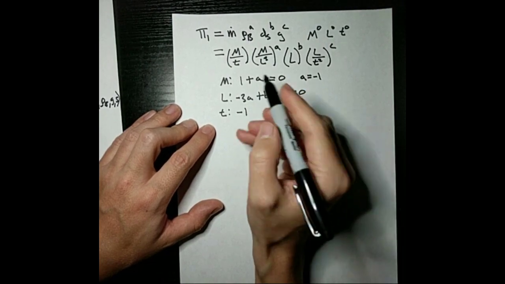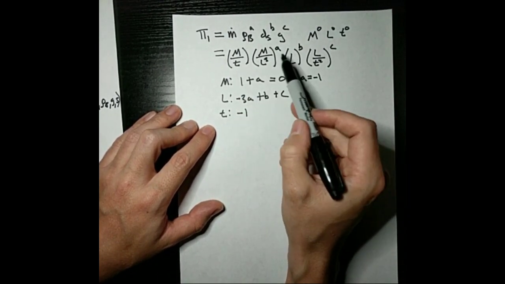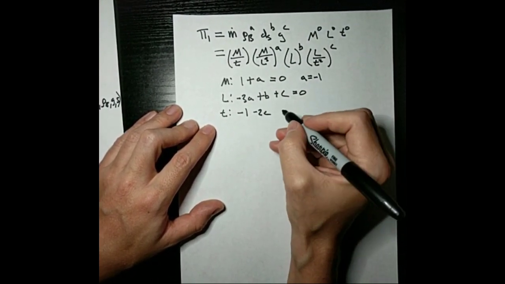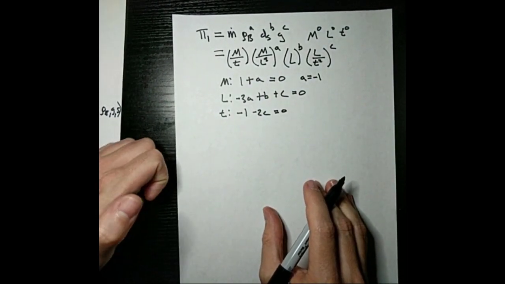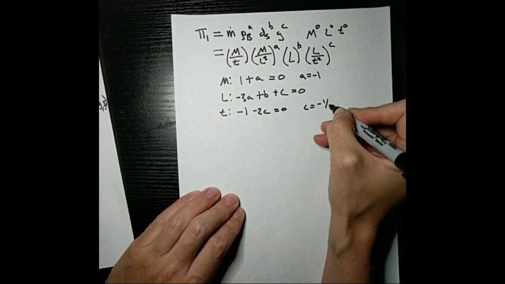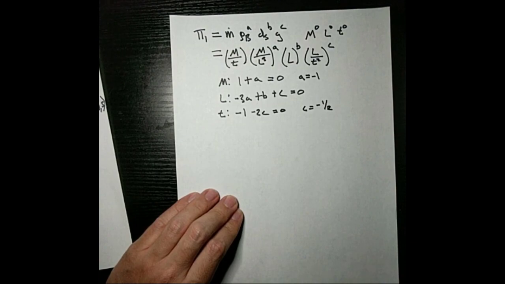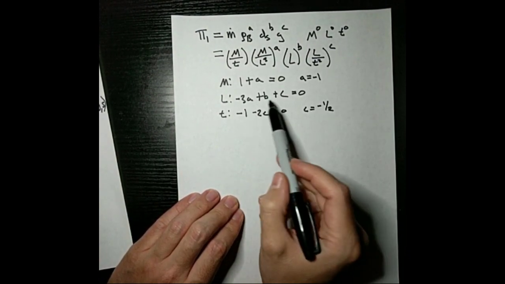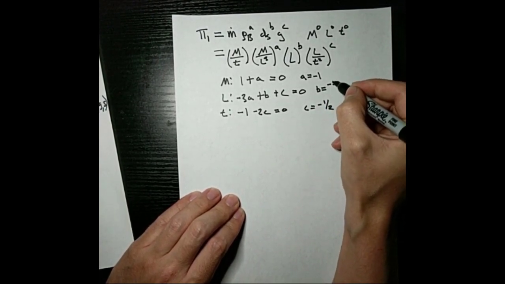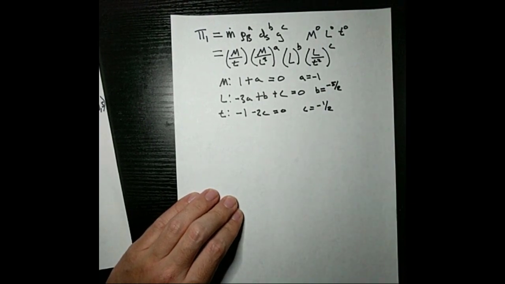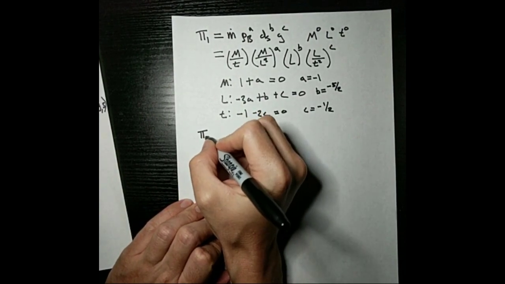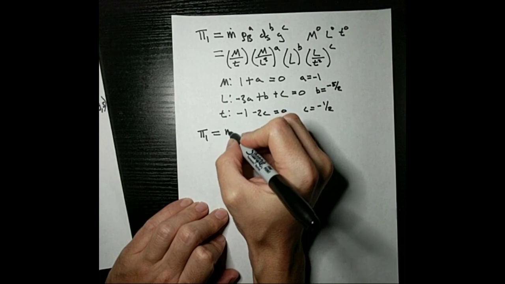So we have -1, and then no time in either the A or B term, and then minus 2C. And we want that to equal 0. So from here, we can see that C is -1/2. Now, if we plug in A and C into this equation, we get that B must be -5/2. So now we put all these back into here, and we have our first dimensionless group.